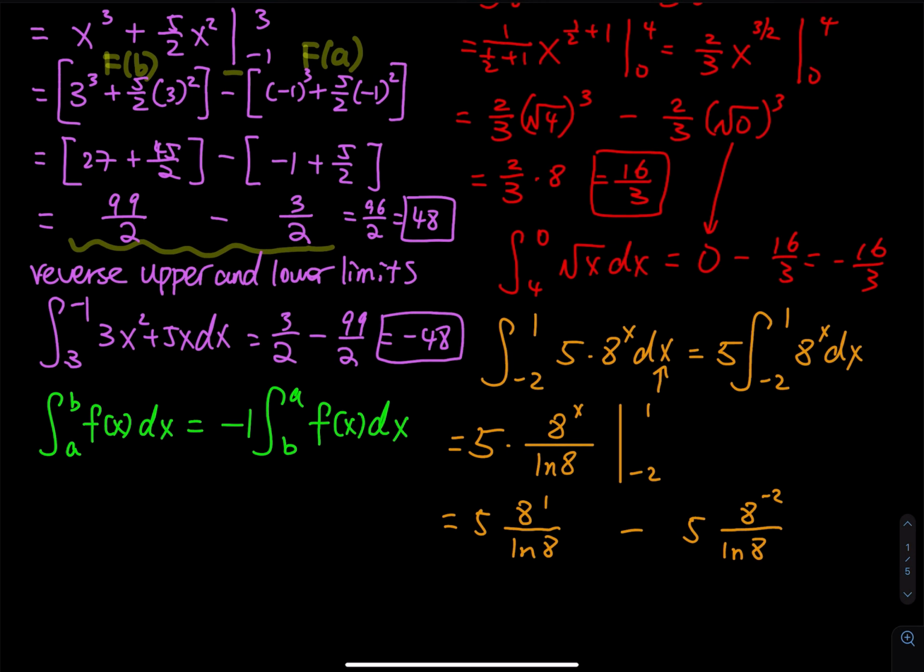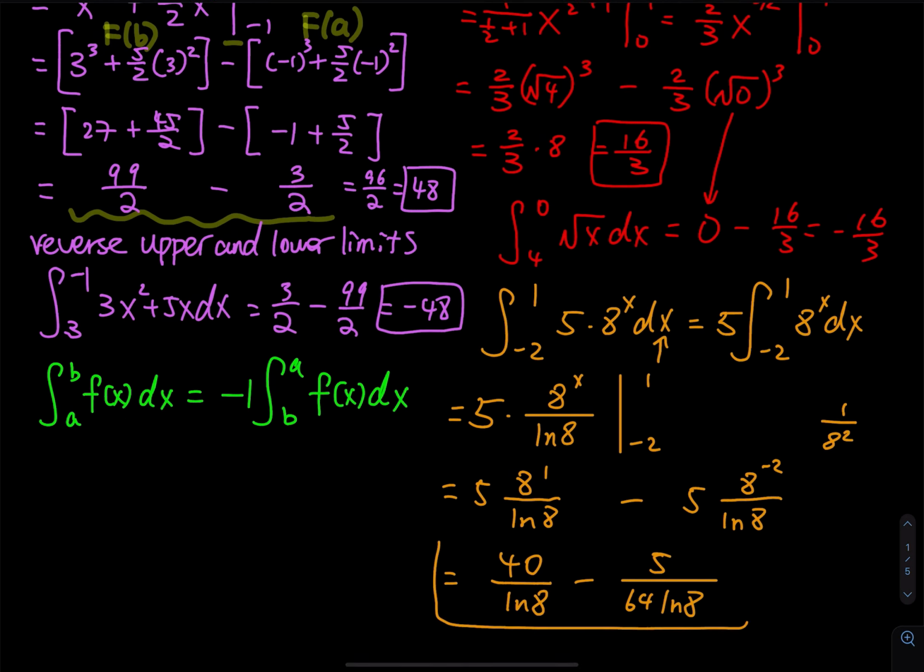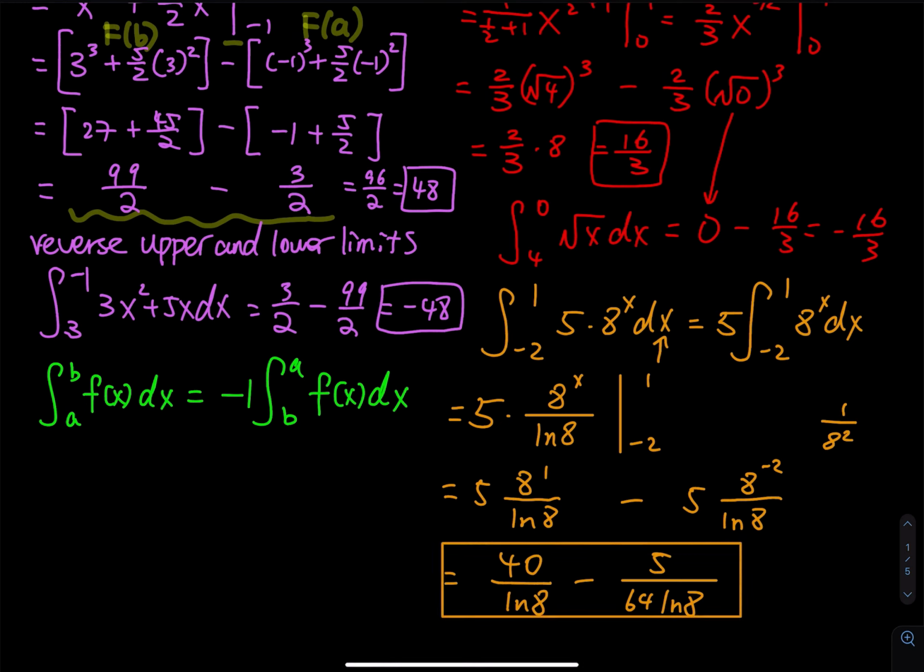And then this one, what is that equal to? So this one, we have 5 times a, so that is 40 divided by ln a. And then the 1 over a to the negative 2, so a to the negative 2, that is 1 over a square, right? So this one we have a 5, a square is 64, and then ln a. This one I would not do any approximation. I will just leave it as it is. So that is the area under the curve of the integrand where x goes from negative 2 to 1.